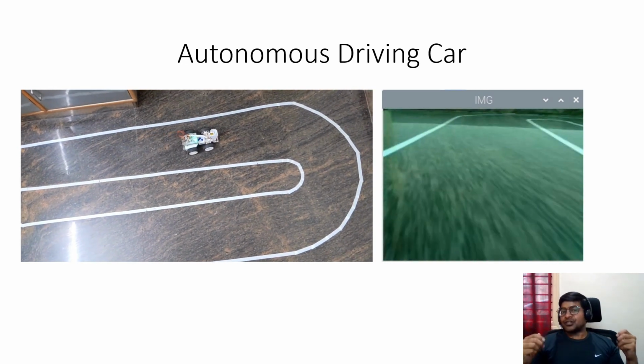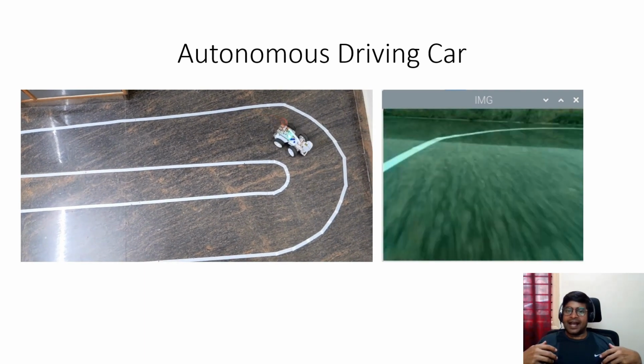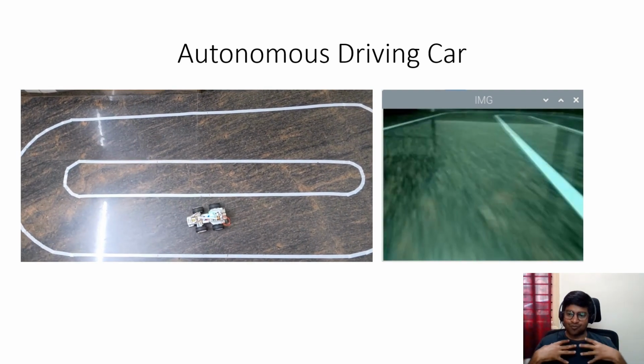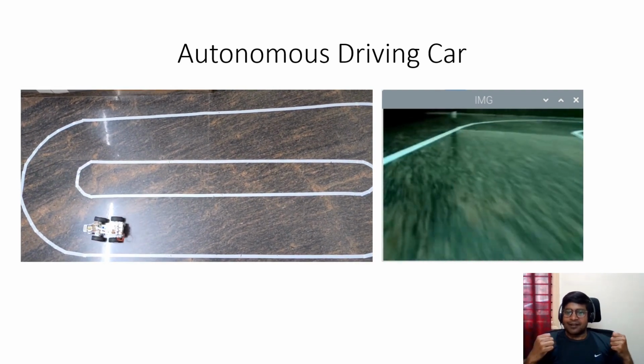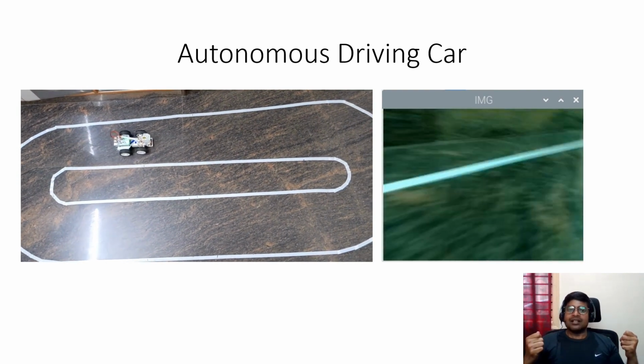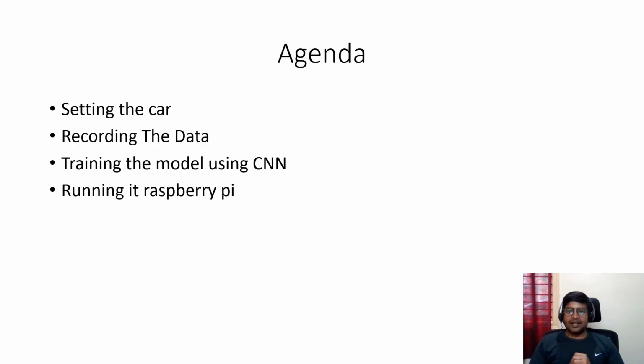I'm going to explain how I did it. My approach to explaining anything is, first of all, what I want and what problem I am facing to get it, and then finally I will tell you about the solutions to get what I want. So I will be going through this flow: first getting the car done, then recording the data, then training the model using a convolutional neural network, and finally deploying it on the Raspberry Pi, which will be on your car itself.